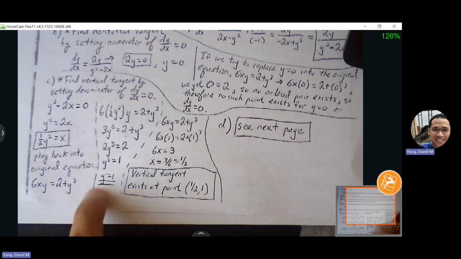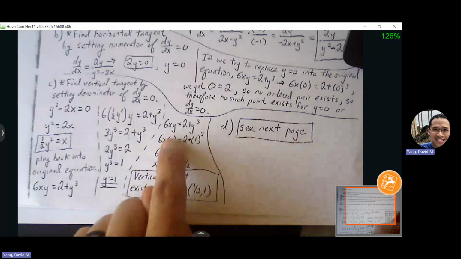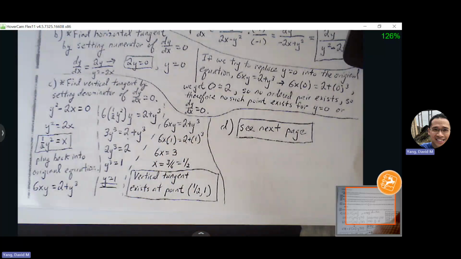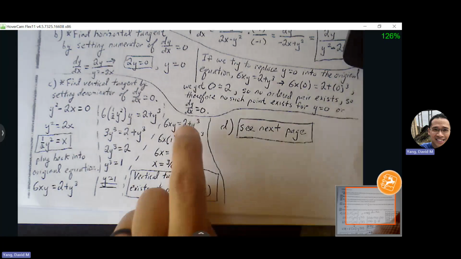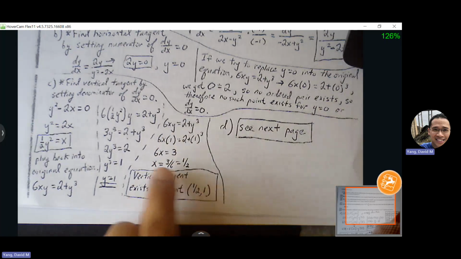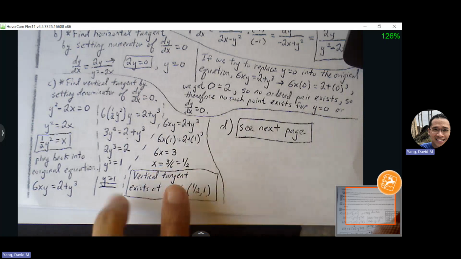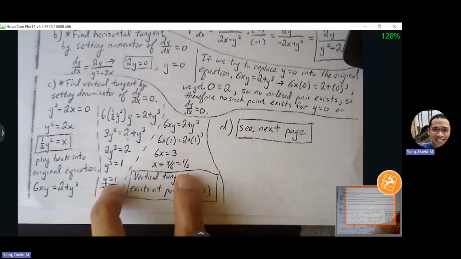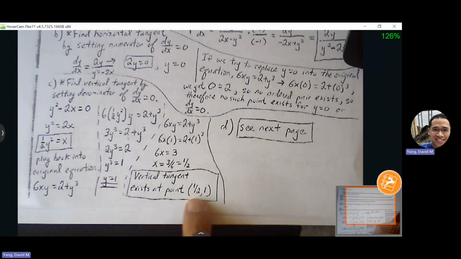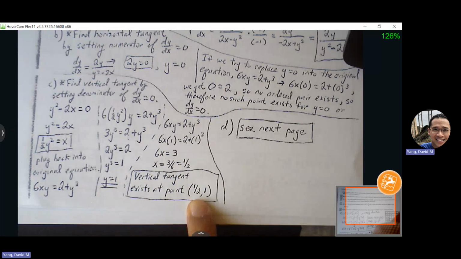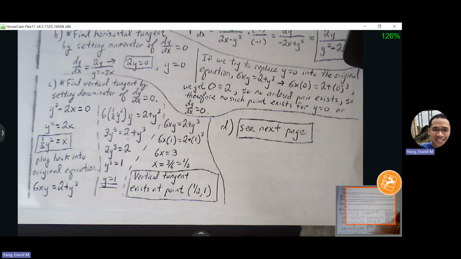So if y equals 1, I can plug that back into the original equation now. Now that I have my foot in the door, I have my one value for my variable, I can go back and find the other value for my variable. So I'm able to find a full ordered pair, 1/2, 1. That tells me that there is a vertical tangent at this ordered pair, 1/2, 1. That's a tough one.